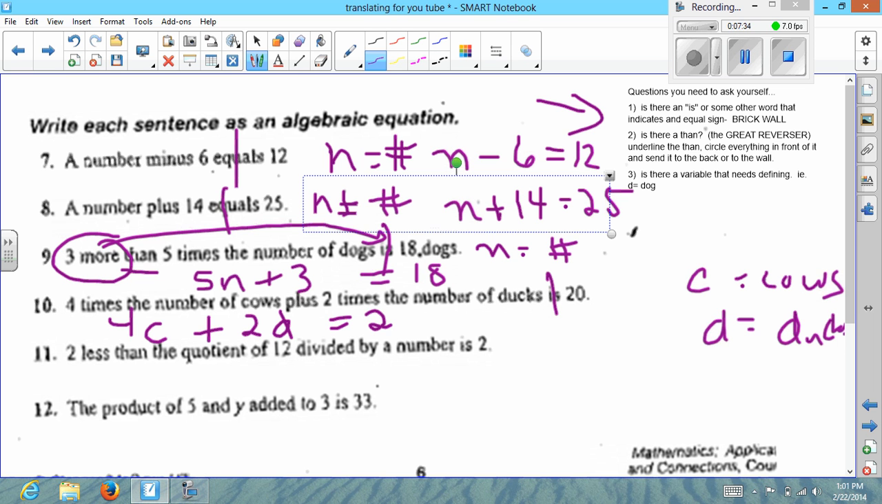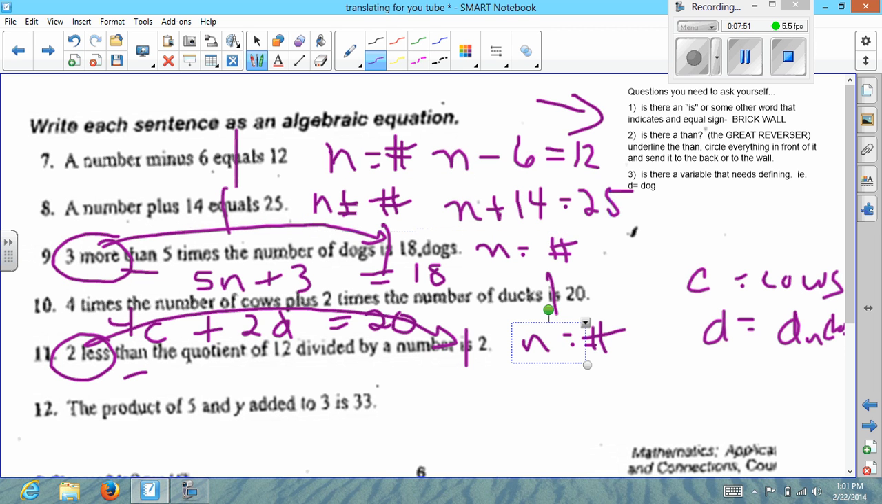equal to 20. Last 2, is there an is? Yes. Draw that brick wall. Is there a then? Yes. Circle it. Send everything to the back. And now we start here. Is there a number that needs defining? Yes. N equals number. So here we go.